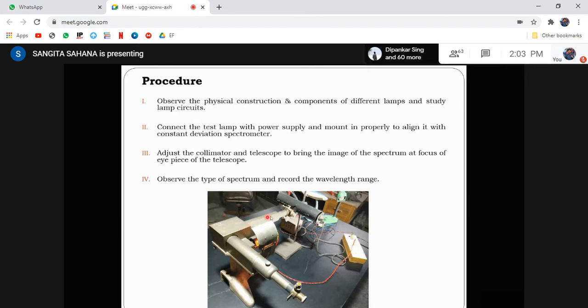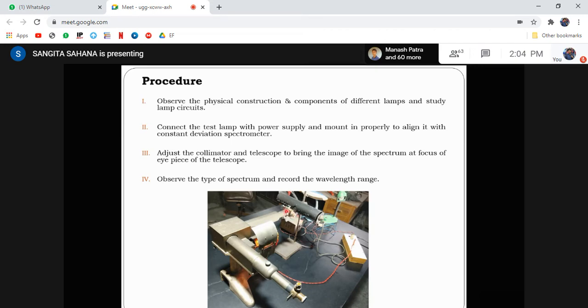Then we have this collimator. Here we have the prism, and here we have the telescope. So here the observer will look through this telescope. You have to sit here and put your eye over here to the telescope, so you can see the spectrum in this prism. By rotating this drum, we can rotate the prism, and we can observe the colors one by one in this part, and we can measure the corresponding wavelength over here.